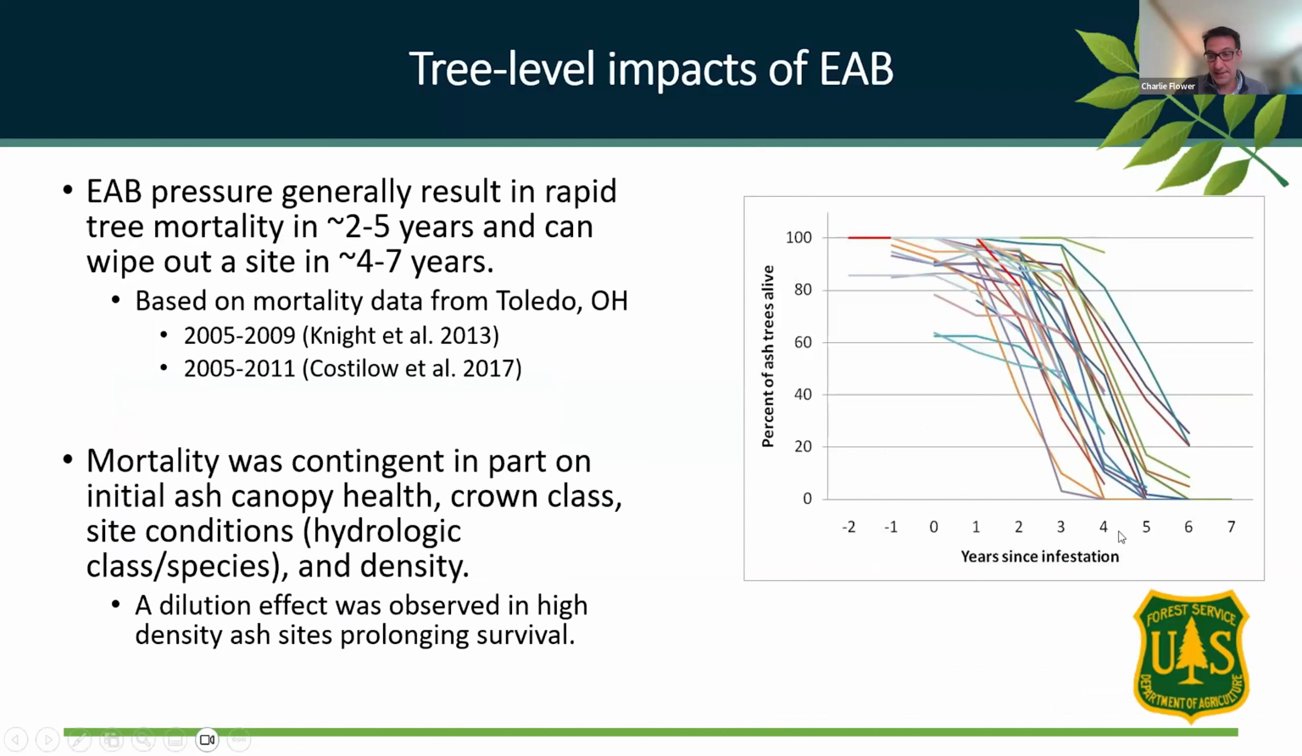And more or less, most of these sites are losing ash in about 4 to 7 years, so pretty quickly. So mortality is contingent in part on the initial ash canopy health, the crown class, site conditions and density, and we observed a small dilution effect in high density ash sites, prolonging survival.